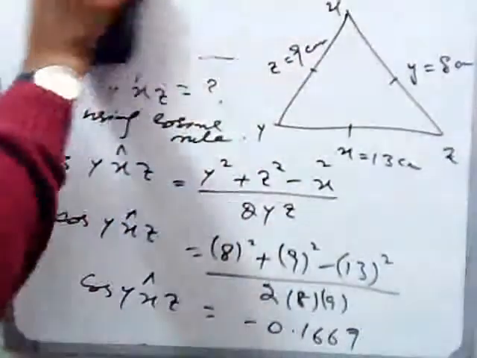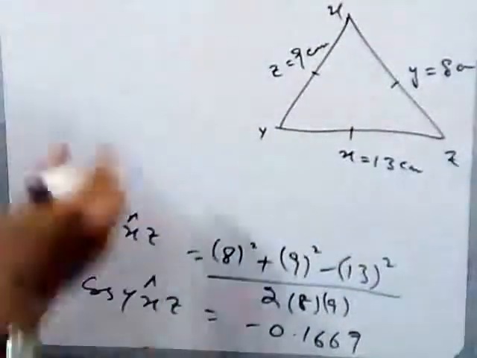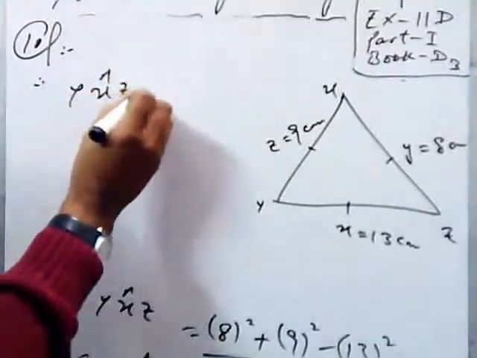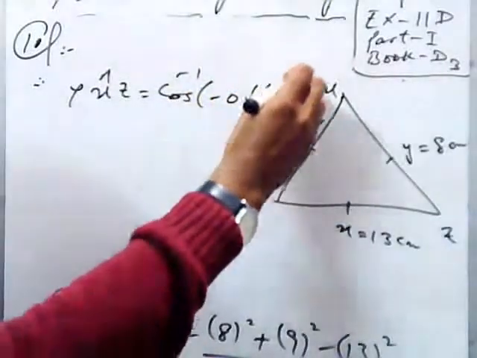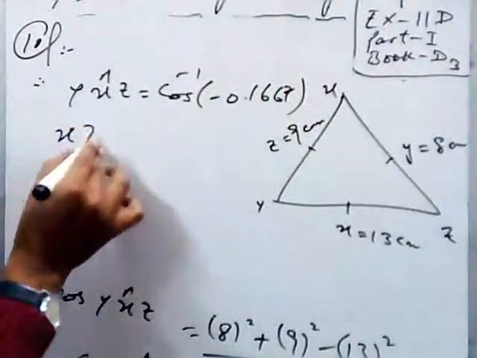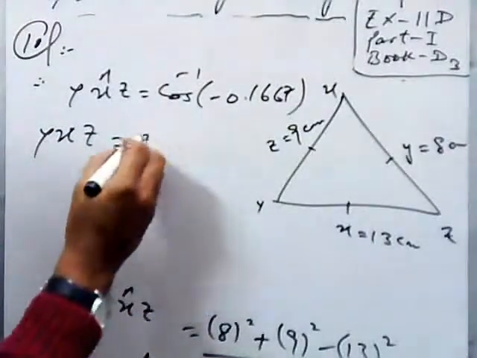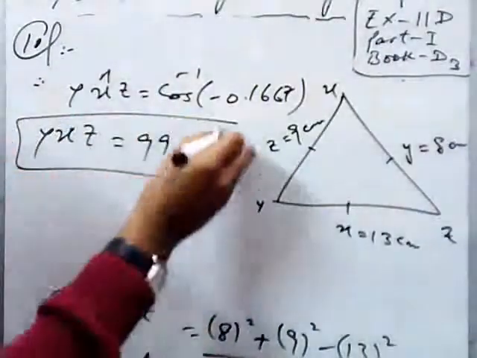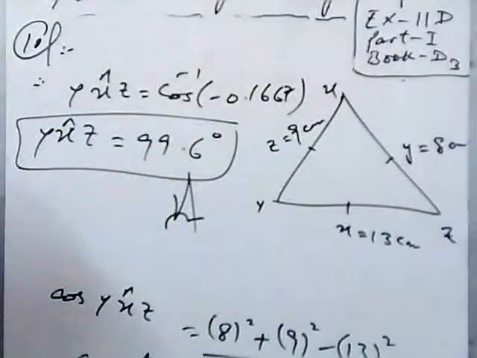So if you see the further solution, you need YXZ, so it is cos inverse of minus 0.1667. After simplification using a calculator, you will get this one. So that is the angle required. Now similarly, we have completed question number 10.